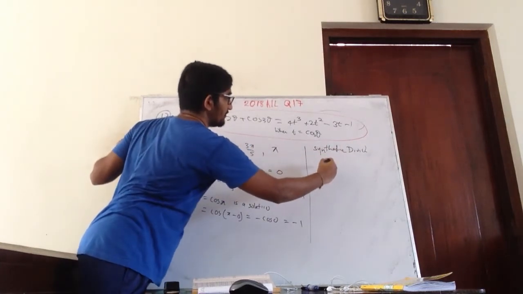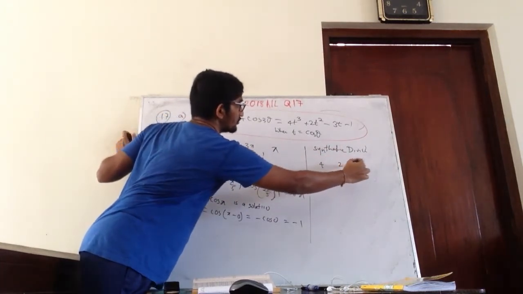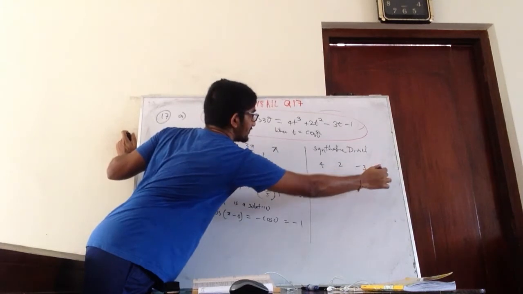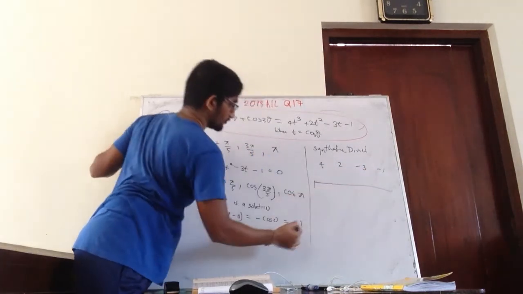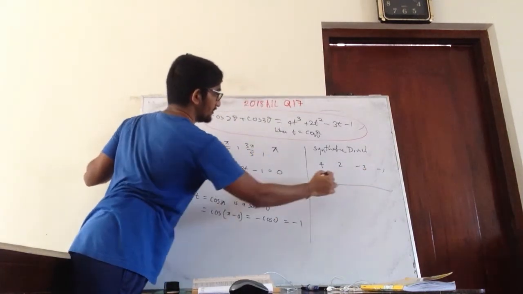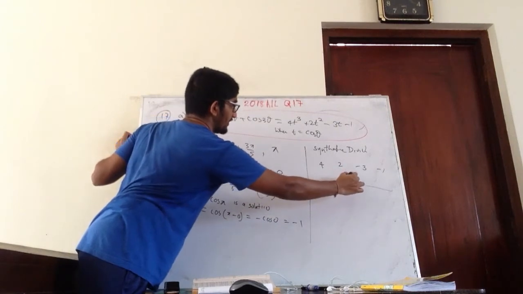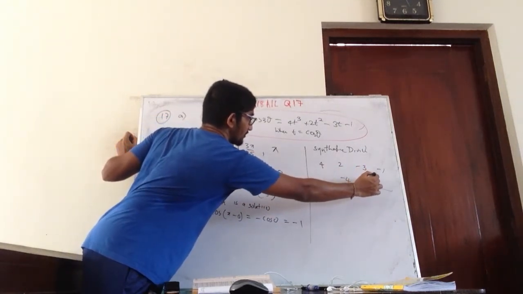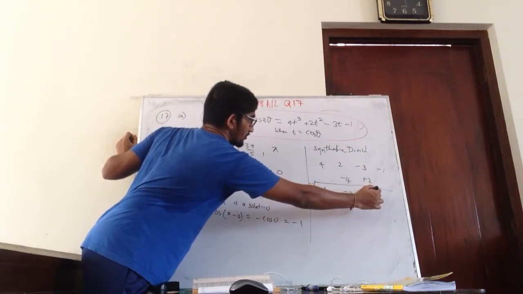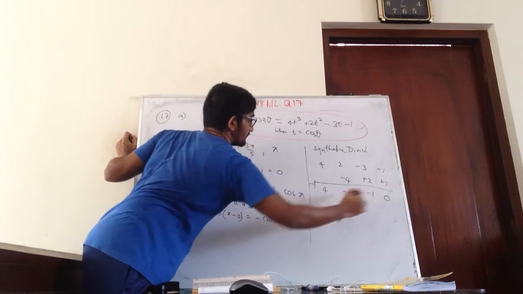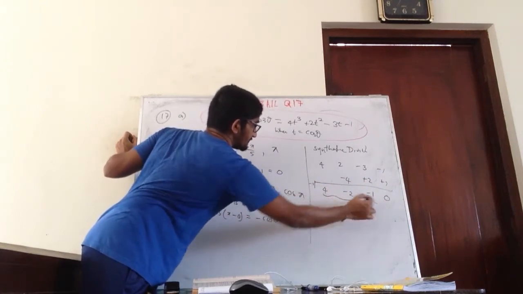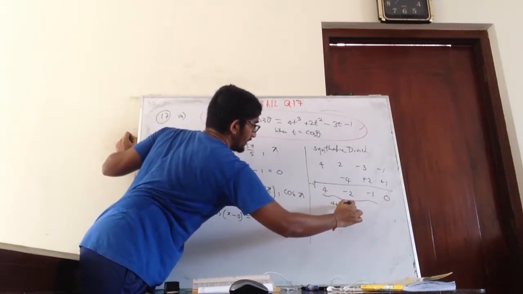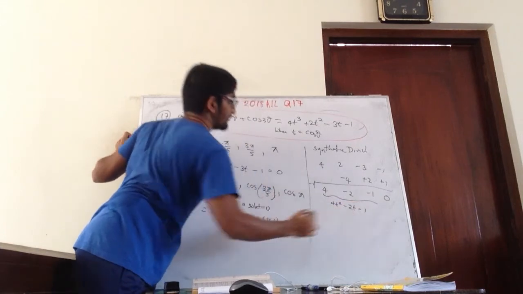So now this will be 4, 2, minus 3, minus 1. So I'll use minus 1 here. So 4 is here, minus 4, minus 2. Minus 2 into 1 is going to be plus 2. Going to be minus 1. So plus 10. So this is the rest of the part: 4t squared minus 2t minus 1.